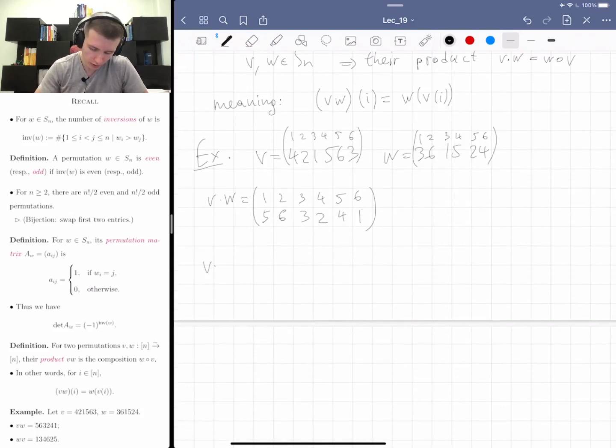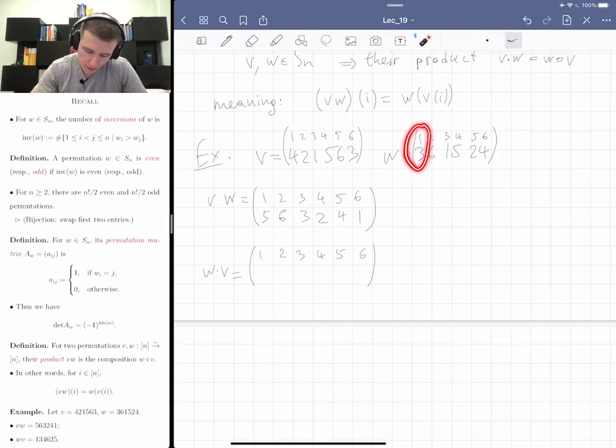And similarly, I can multiply them in the opposite order. Let's see if I can do this. 1 goes to 4, 4 goes to 5. No, sorry, that's the opposite one. Okay, 1 goes to 3, and 3 goes to 1. So 1 goes to 1. Okay, 2 goes to 6, and 6 goes to 3. So 3, 4, 6, 2, 2, 6, 4, 4, 5. Yeah, okay.